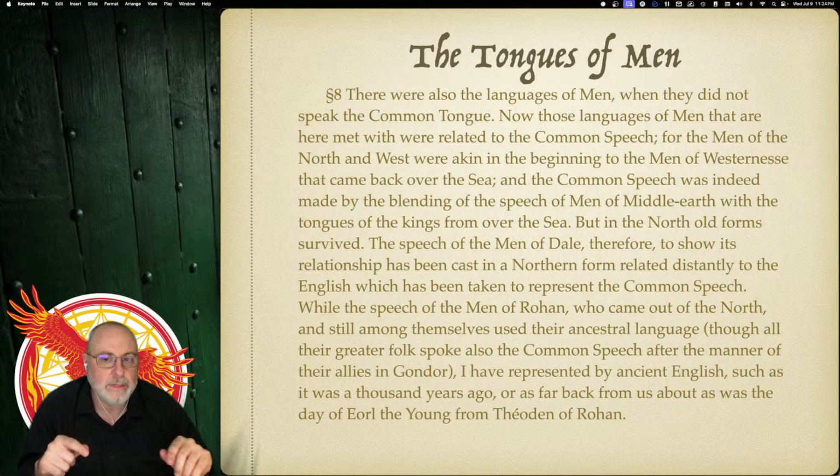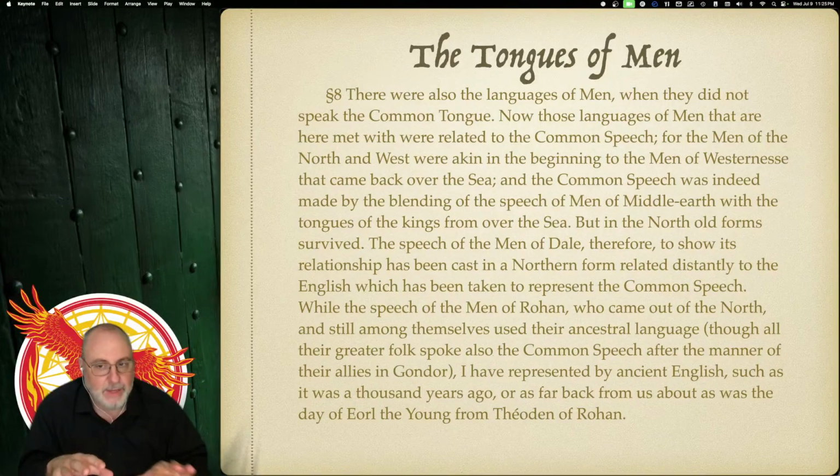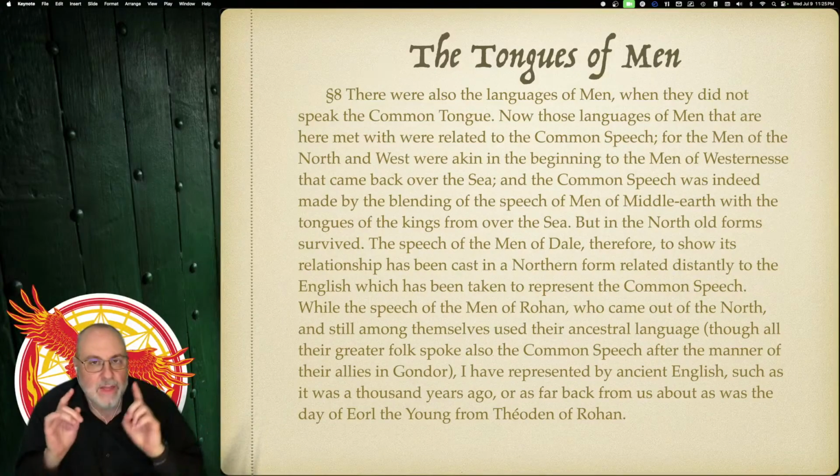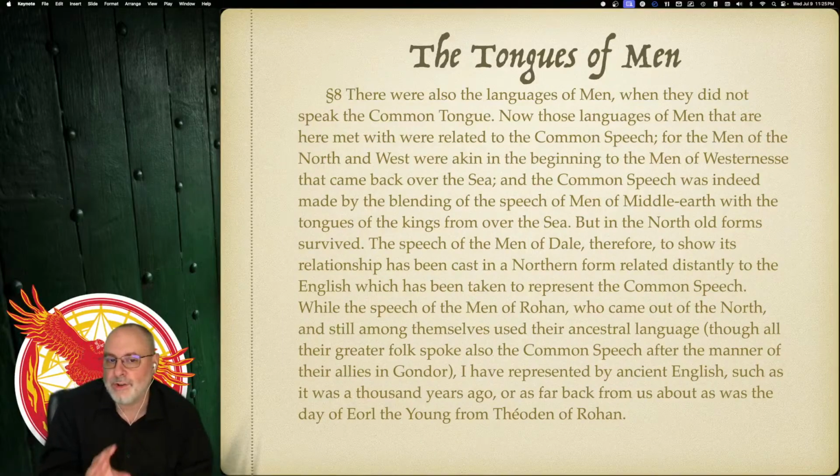Lots of coming and going across the sea. And the common speech was indeed made by the blending of the speech of the men of Middle-earth with the tongues of the kings from over the sea. But in the north, old forms survived, that is, pre-Númenorian forms survived.